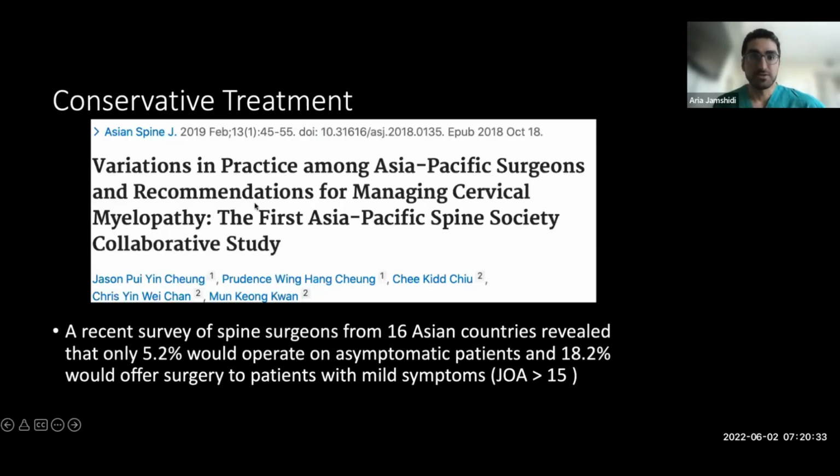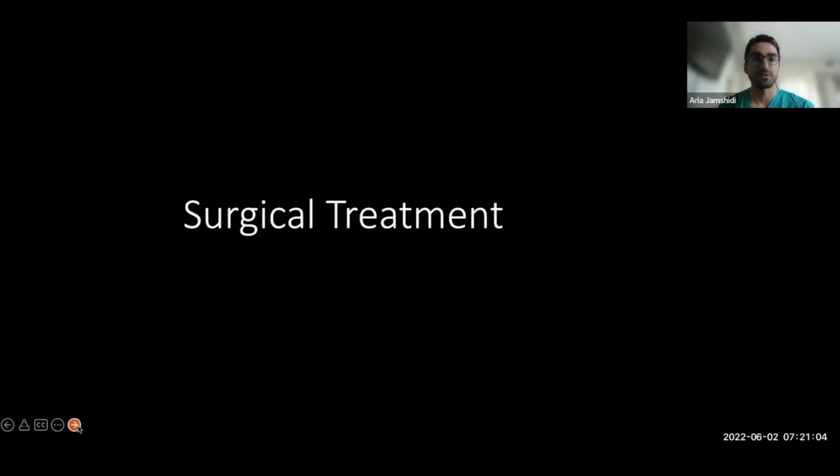This was also something interesting that I found. This is a survey of spine surgeons in 16 Asian countries that were polled specifically regarding cervical myelopathy. And it was interesting, only 5% said they would operate on asymptomatic patients, and 18% would offer surgery to patients with mild symptoms, so a JOA score of greater than 15, which I thought was interesting. Obviously, different parts of the world have different practice models. But if you're going to be in this group of surgeons, it's important again to follow those patients closely.